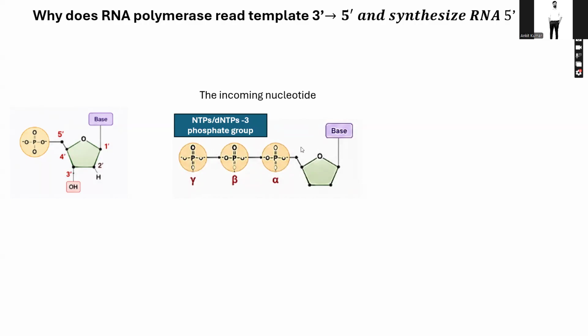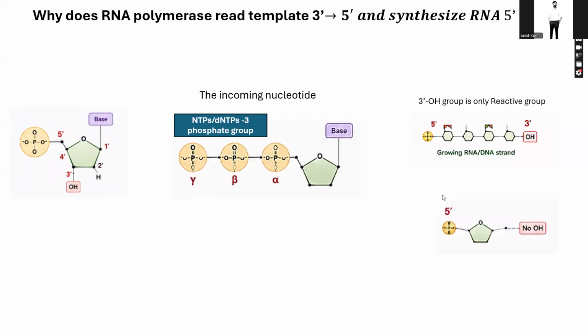If you see these NTPs or dNTPs, there is a base and three phosphate groups. The phosphate group attached to the carbon first is called alpha. Subsequently, the second one will be beta and the third one will be gamma. This is the nomenclature in organic chemistry. So what happens here? The 3' OH group is the only reactive group. We'll see these things later.